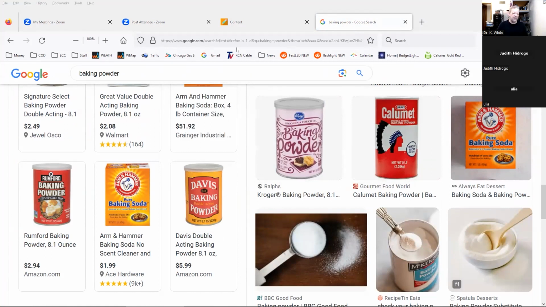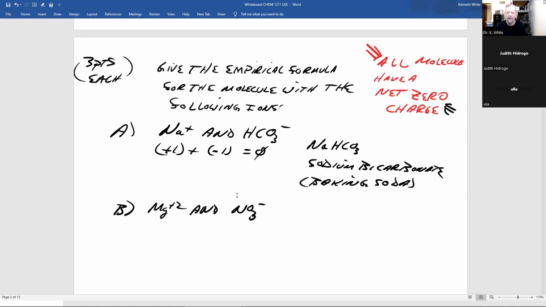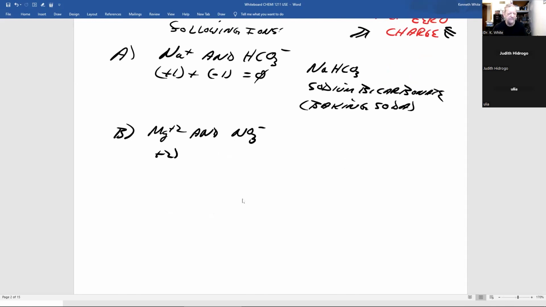Now, let's look at something else when it comes to polyatomic ions. And here we have what would be the empirical formula with a molecule that has magnesium plus two cations and nitrate minus one, that's NO3 minus one anions. Well, it's still true. All molecules should have a net zero charge. So what that means is this is a plus two, this is a minus one, and it should add up to zero. Oh no, it doesn't. What do we do? Well, you can't change the charge. Students try to do that and it's wrong, but you can change how many there are of that ion.